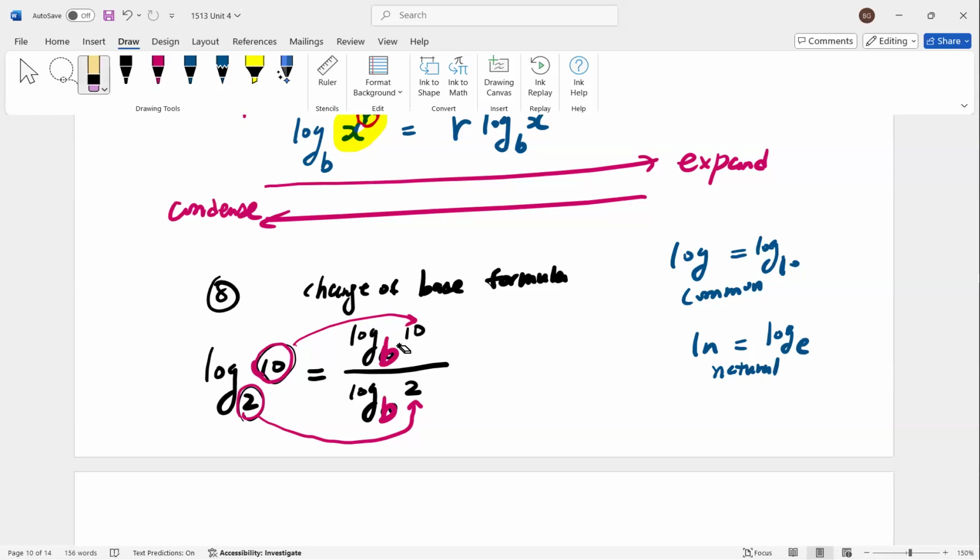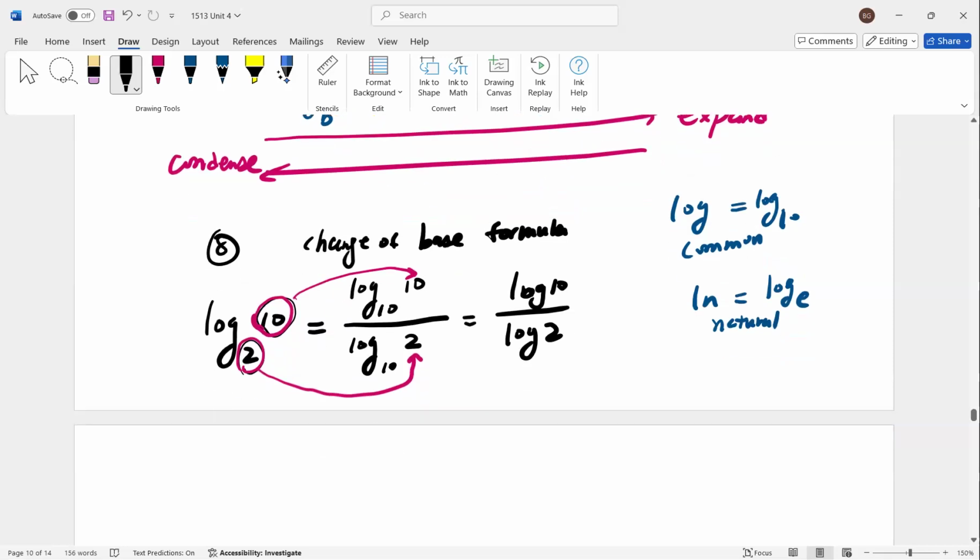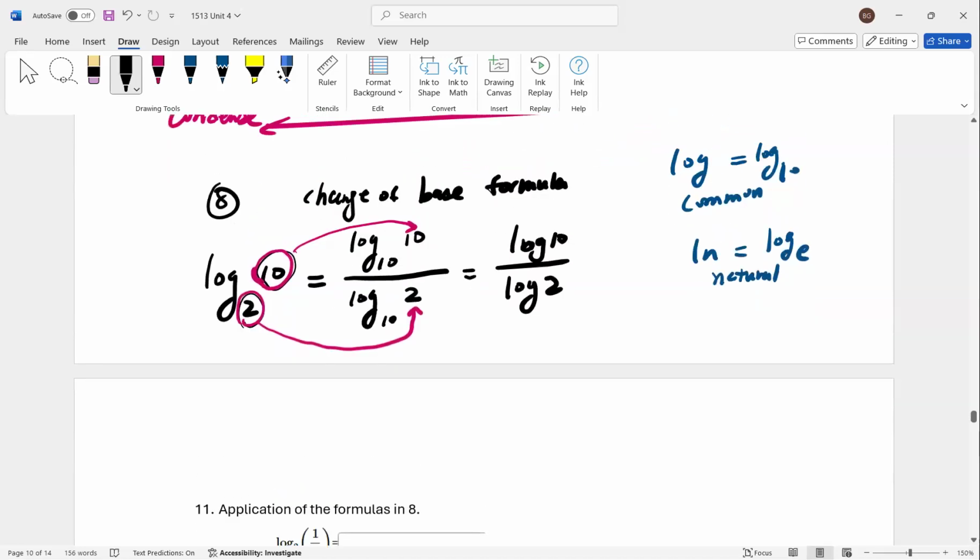But since our purpose is to evaluate, we want to find the number, we should use either 10 or e, right? So the numerator would become log 10. The denominator would be log 2. And then you go to the calculator. You would be able to find log 10 and then divide by log 2. Then you would have the value of the original log. So that's how we use the change of base formula to evaluate a logarithmic function or expression.